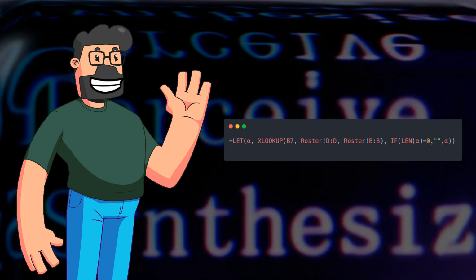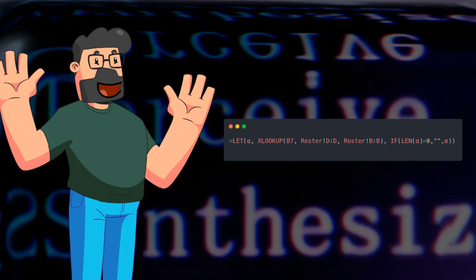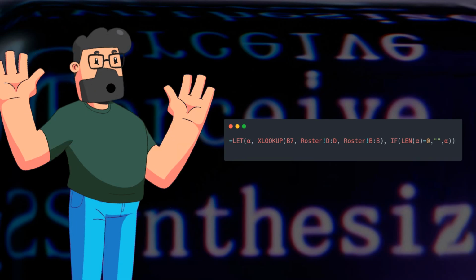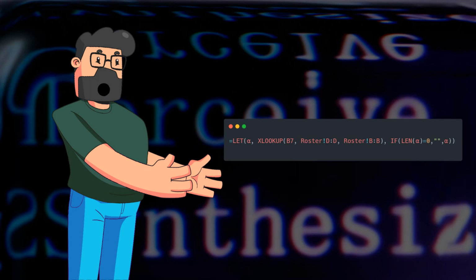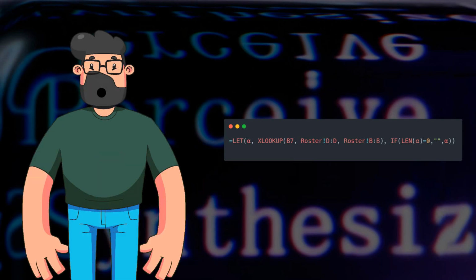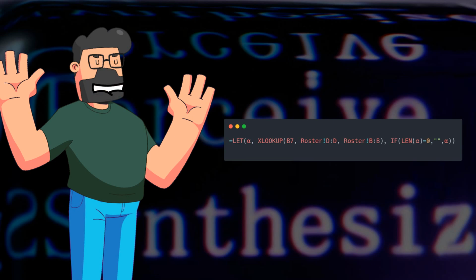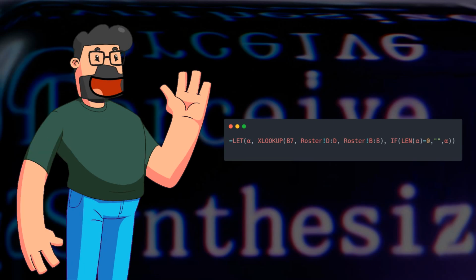Continuing with our quest for the perfect solution, we can also incorporate the LEN function into the mix. By crafting a formula like =LET(alpha, XLOOKUP(B7, Roster!D:D, Roster!B:B), IF(LEN(alpha)=0, "", alpha)), we can address the challenge of obtaining a blank value where necessary. It's like adding a secret ingredient to our formula to achieve the desired outcome effortlessly.